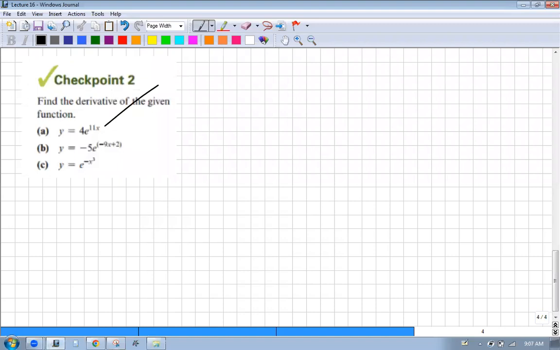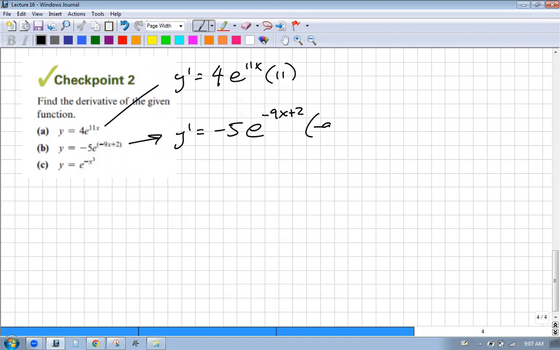All right, A. We have e to the stuff. The derivative of e to the stuff is e to the stuff times the derivative of the stuff. Here we have a minus 5, and then we have e to the stuff. The derivative of e to the stuff is e to the stuff times the derivative of the stuff. Here we have e to the stuff. The derivative of e to the stuff is e to the stuff times the derivative of the stuff.